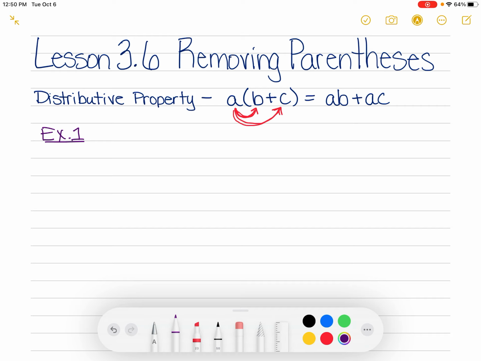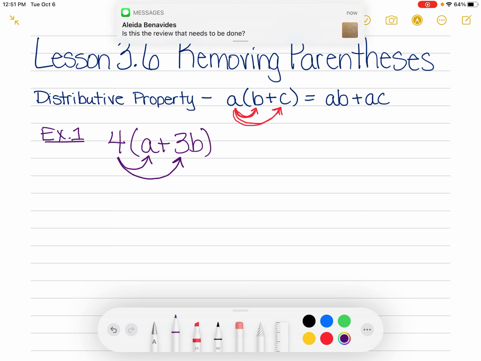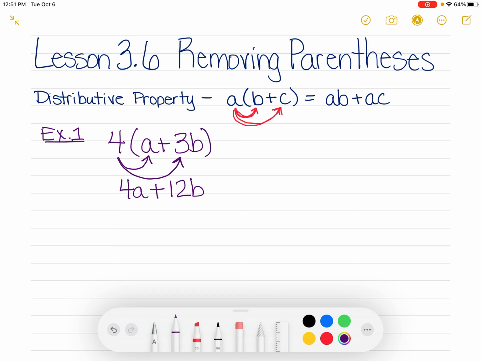Example 1. We have 4 times (A plus 3B). We're going to take our 4 and multiply it out to each of these terms. So the 4 times A is 4A, and the 4 times 3B is 12B. And that's my answer. That's all you had to do to solve this problem and remove the parentheses. Once you multiply them, there are no parentheses left.